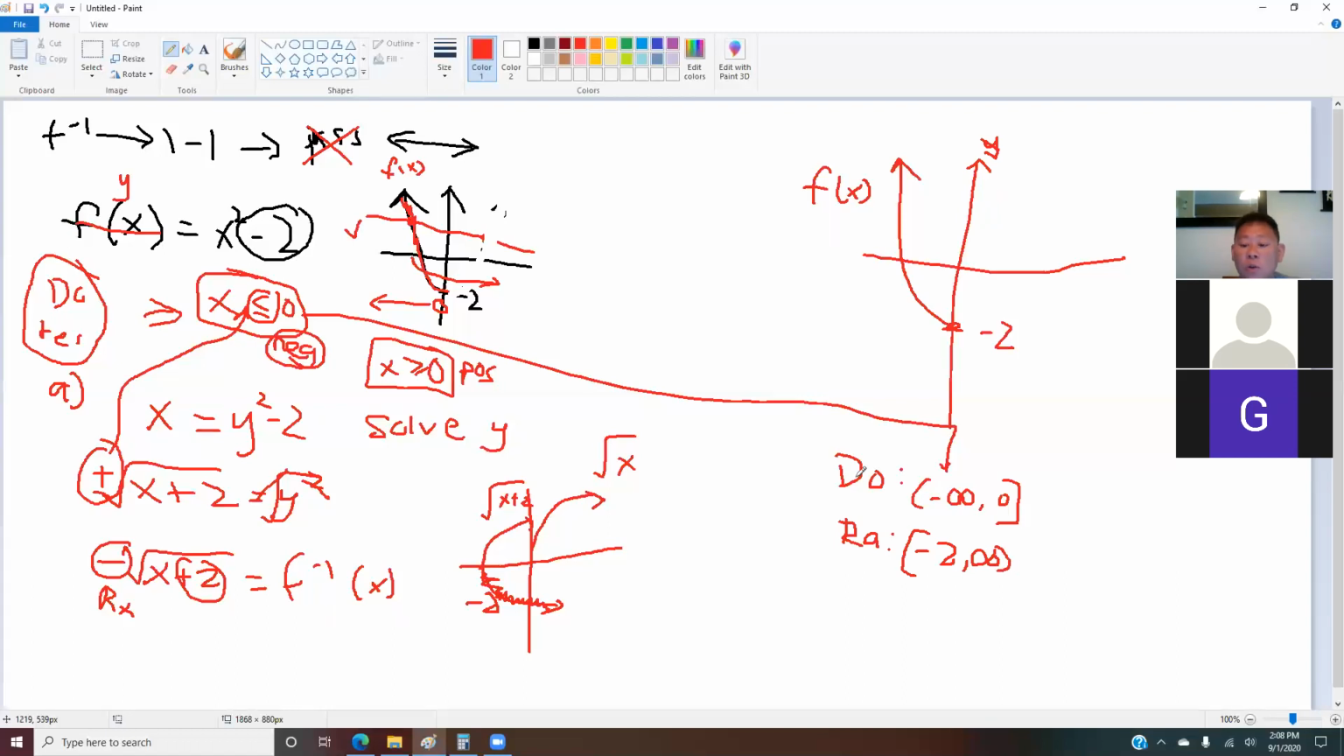So if you know the domain and range of this function, then what is the domain and range of the inverse function? Switch around. So the range will be this, and the domain will be that. If you know your original function's domain and range, for the inverse function you just switch them around. That's how you figure it out.